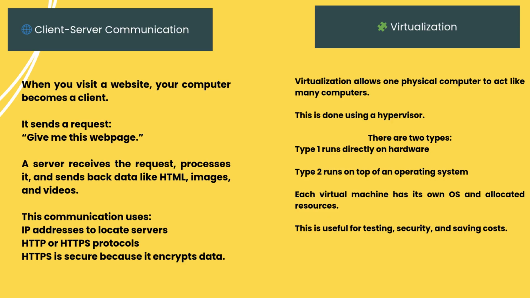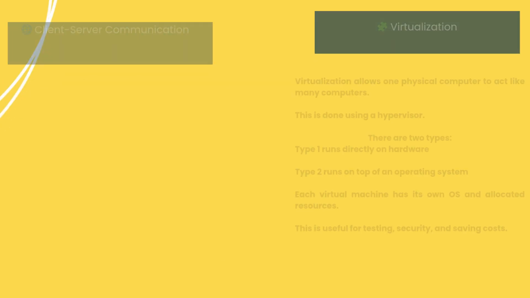For this to work, a few things are involved. First, IP addresses, which help your computer find the server, and then HTTP or HTTPS, which are the rules used for communication. HTTPS is the secure version, it encrypts the data so it can't be easily intercepted.